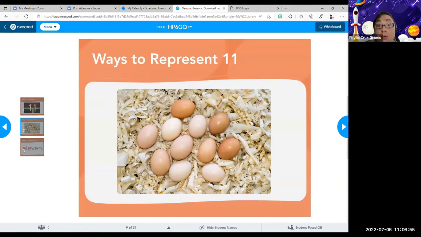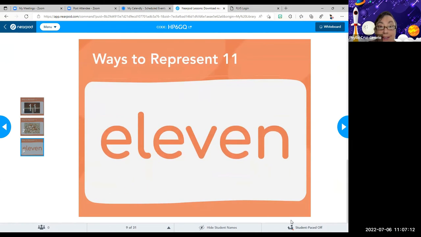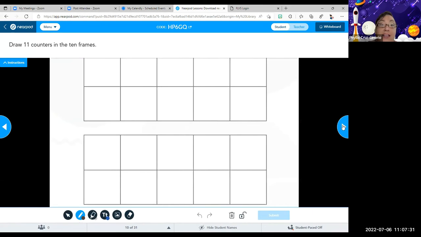You can also have objects to represent the number 11. 11 crayons, 11 dollars, 11 marshmallows, 11 eggs. 1, 2, 3, 4, 5, 6, 7, 8, 9, 10, 11. You can also write the word. It starts with an E. 11. I can write the whole word out. Isn't that nice? All right.